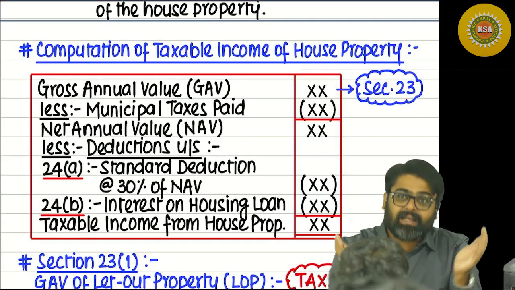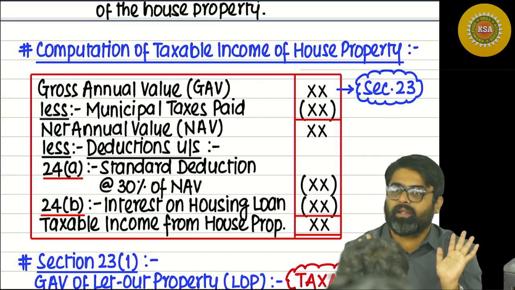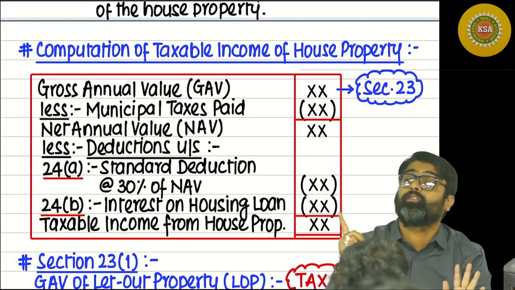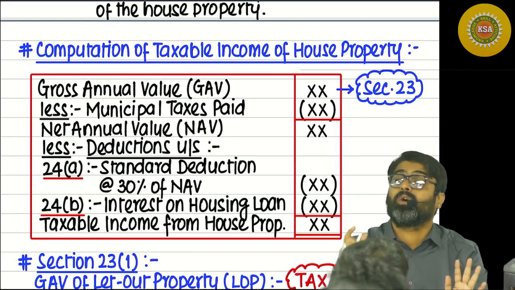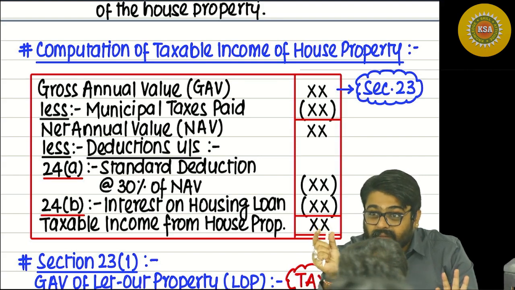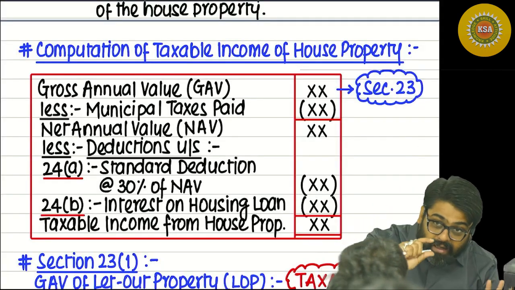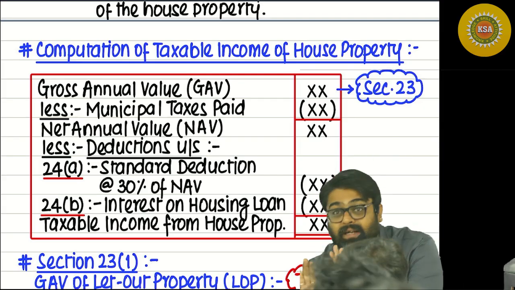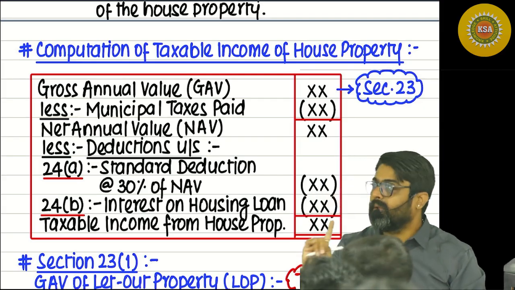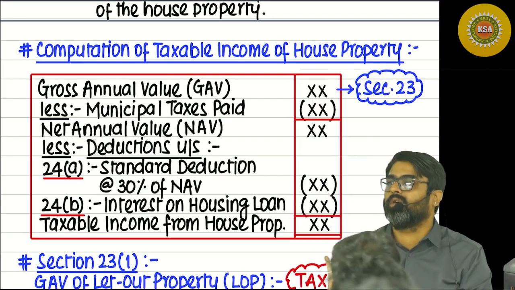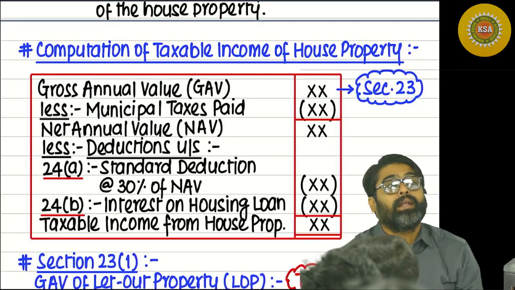And this entire calculation, whatever important things are there, we have already discussed. What is important? Calculation of actual rent, reduction of unrealized rent, and determining the GAV. This is important. Focus on this. Yes or no? Now, next one, 23(2).